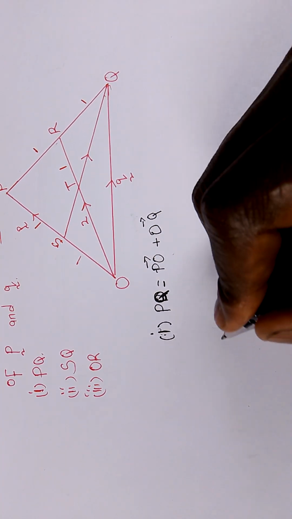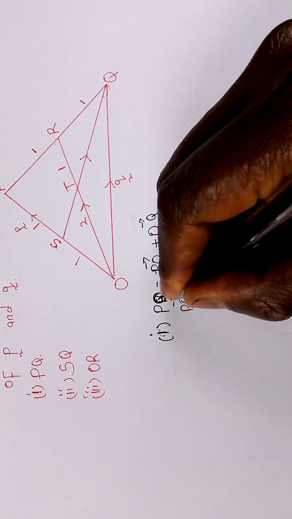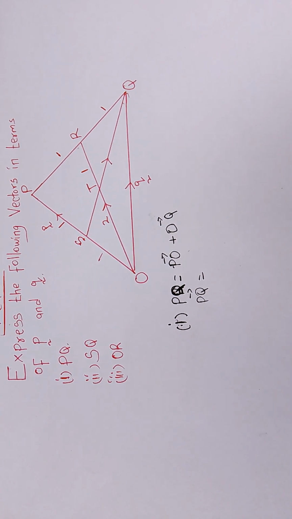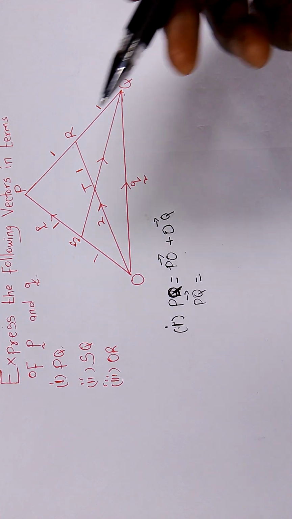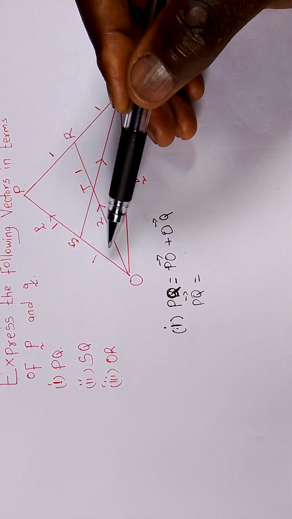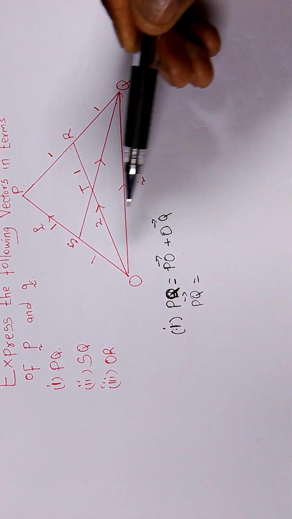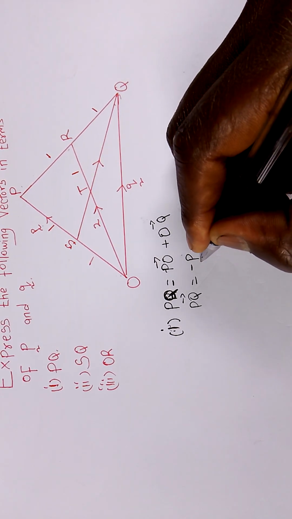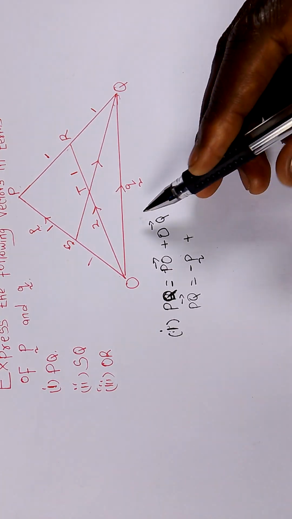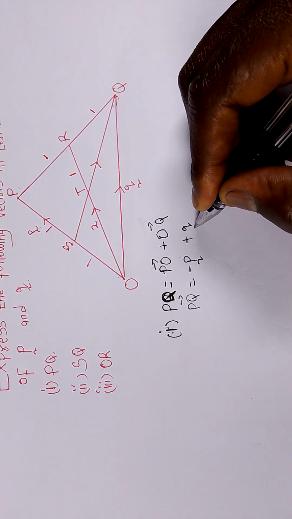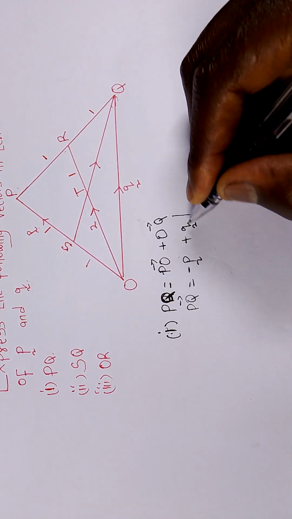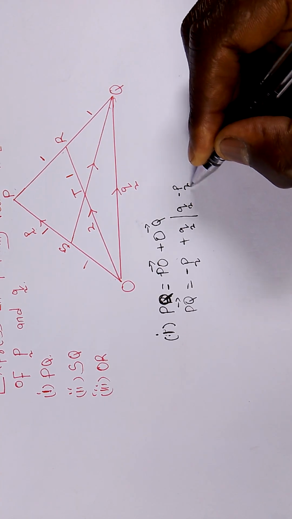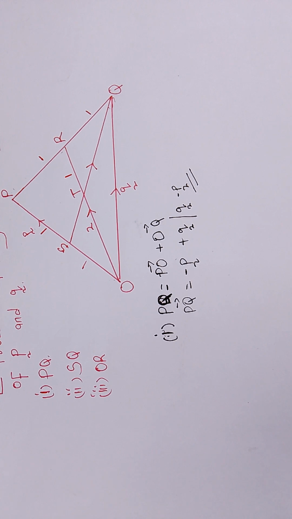So for us to determine vector PQ, we will have PQ is equal to PO. If OP is P vector, PO will be negative P vector because we are going against OP. So it will be negative P vector plus OQ, which is equal to Q vector. Therefore, this can also be written as Q minus P vector. And by doing that, we are done determining the vector PQ.